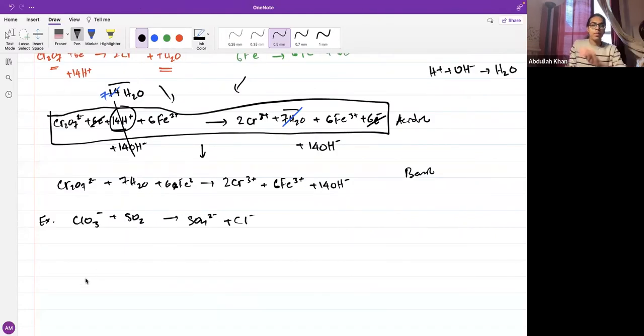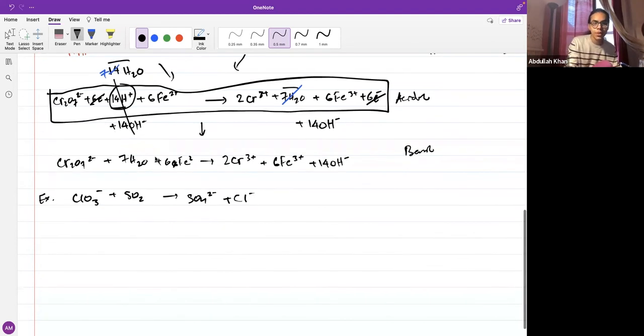Awesome. Once again, oxygen is boring. And so the only non-oxygen atoms that I see here are chlorine and sulfur. So our initial guess is that the chlorine and the sulfur are undergoing charge change. Cool. So let's start doing our algebra.